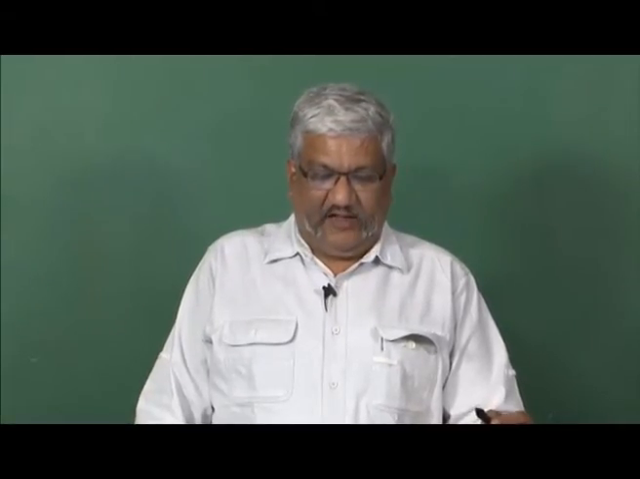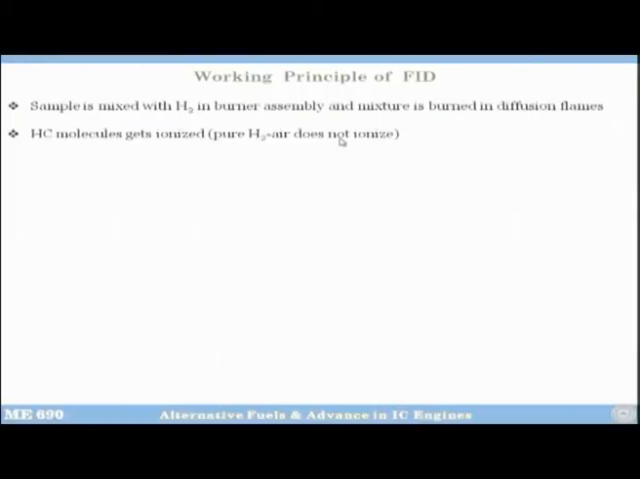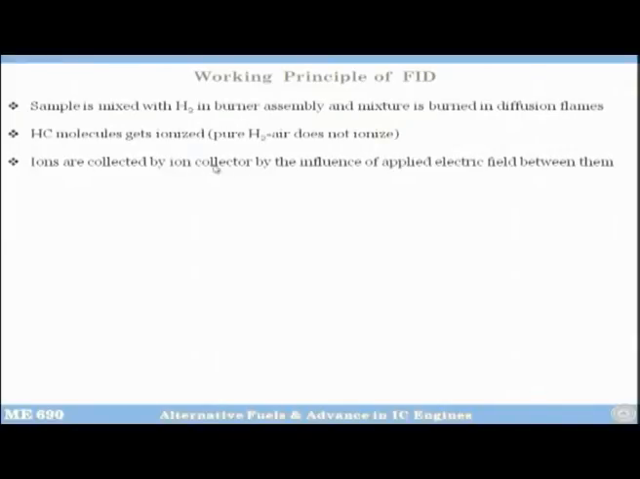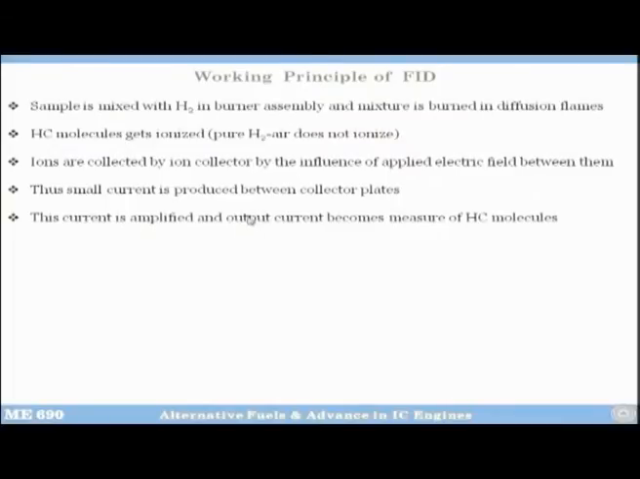HC molecules get ionized, since pure hydrogen in air does not ionize at all, it just produces water, no ions are produced. Ions are collected by the ion collector by the influence of the applied electric field. So, you have to apply some high voltage, and then these ions that are collected will form a current, and this small current is produced between these two collector plates. This current is amplified and the output current becomes the measure of the hydrocarbon molecules that are present in the engine exhaust.